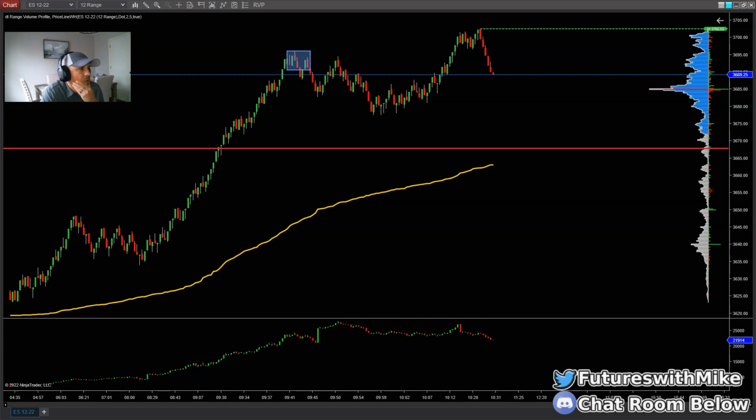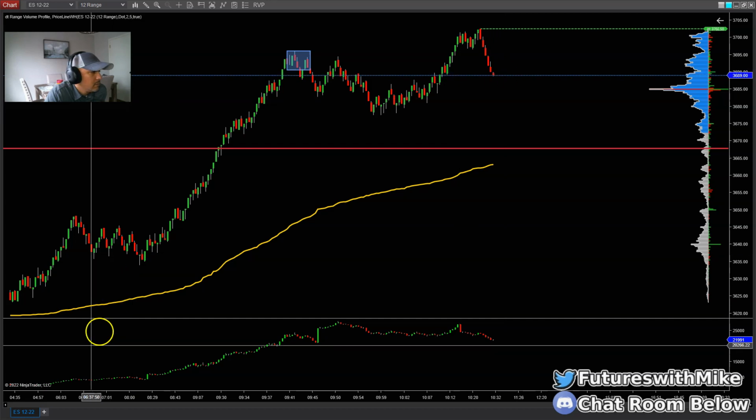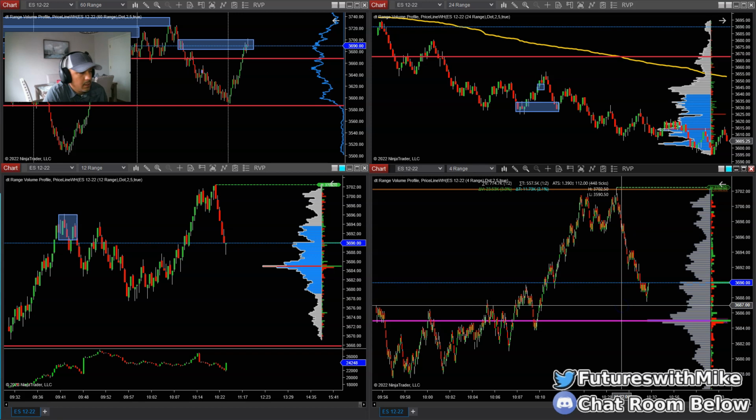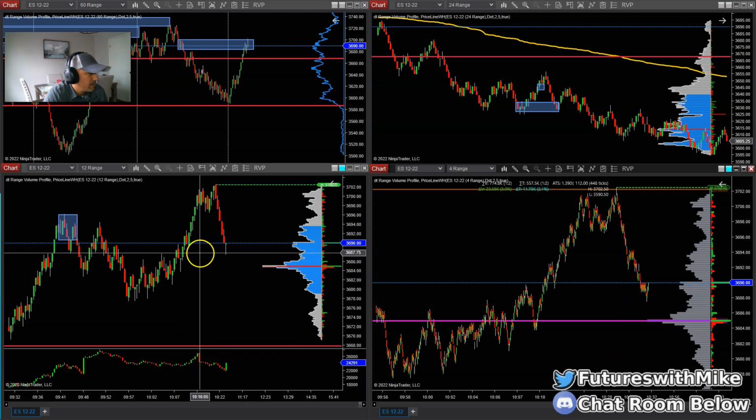Waiting patiently. Breaking lower, pulling back. Approaching back to the BPOC almost, so wait to see what's going to happen.